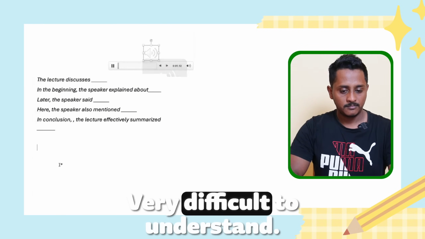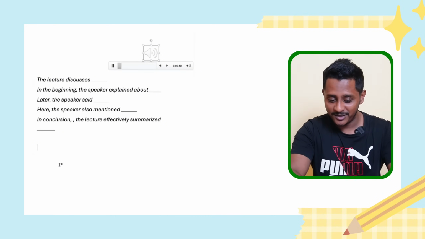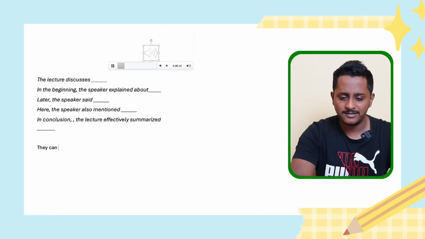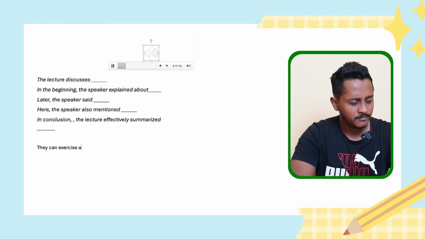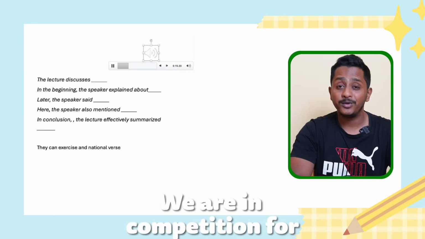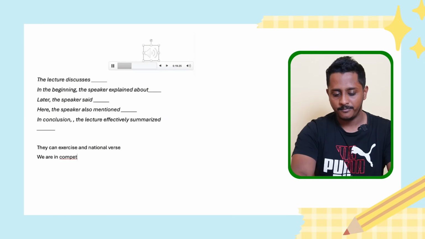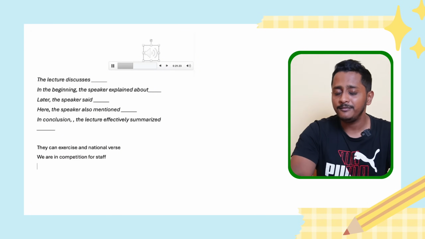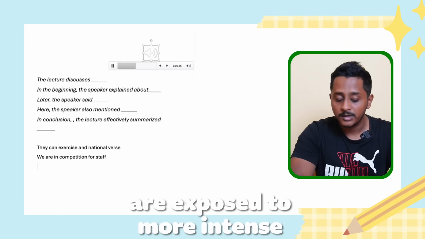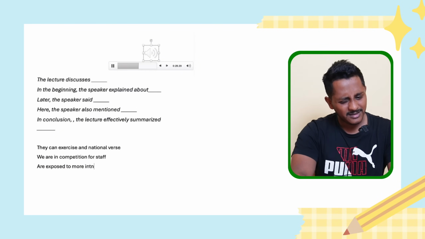Let's start. Today, a university like the LSE certainly has to very difficult to understand. Let's pay more attention. Students, all of whom have choices they can exercise. They can exercise which run across national and continental borders. We are in competition too for staff. Universities in English-speaking countries are exposed to more intensive competition.